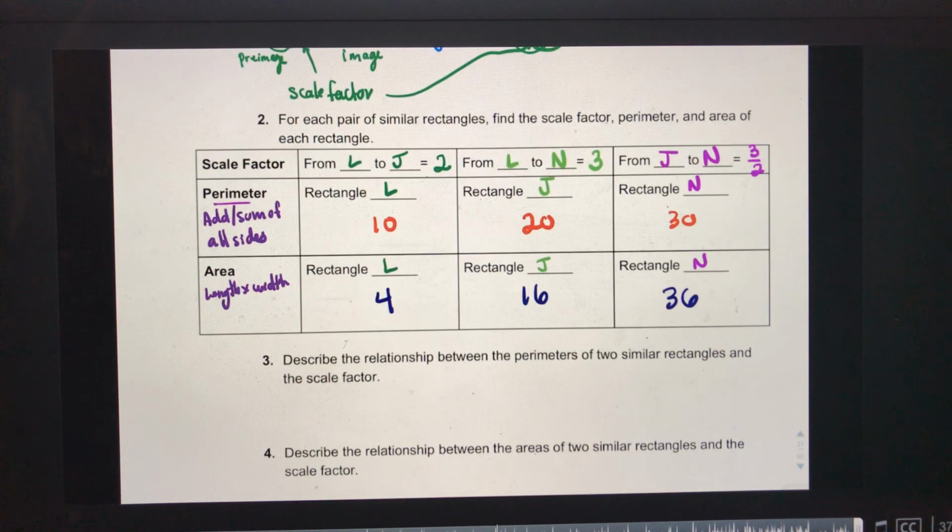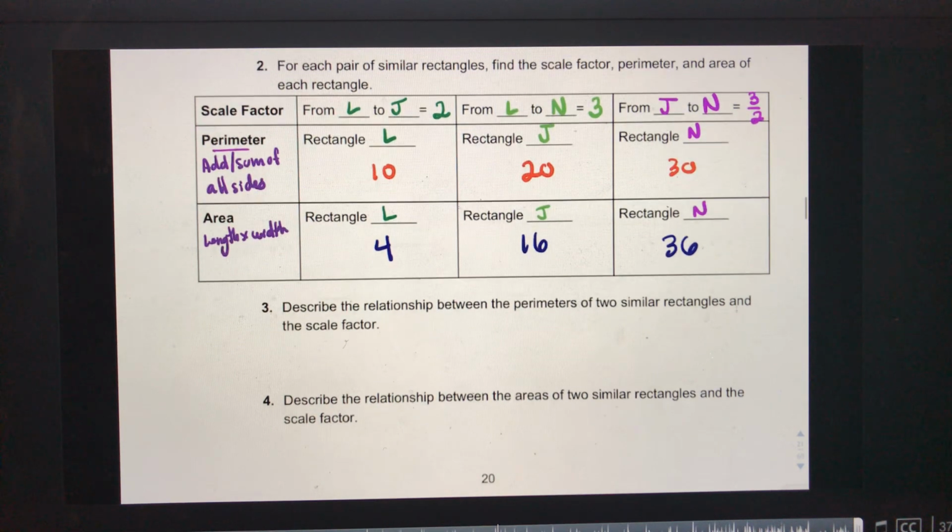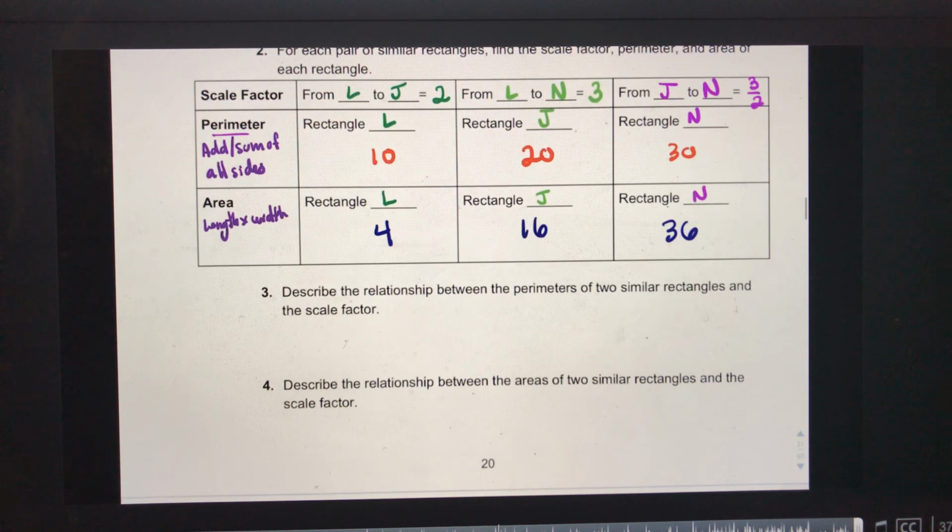Now describe the relationship between the perimeters of the two similar rectangles and its scale factor. And we'll do the same thing with describe the relationship between the areas. Well, take a break, answer 3 and 4, again another 5 or 10 minutes, and then come back to it.